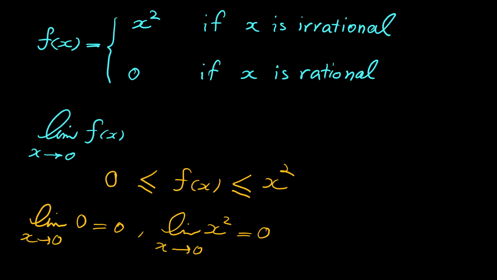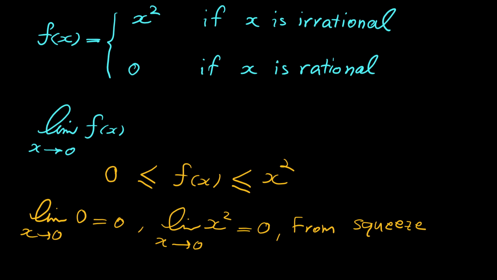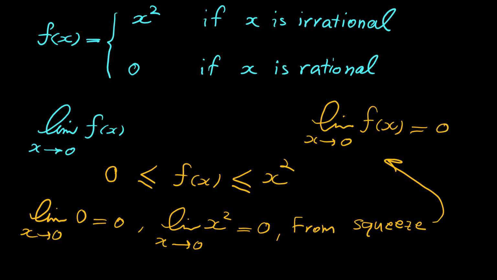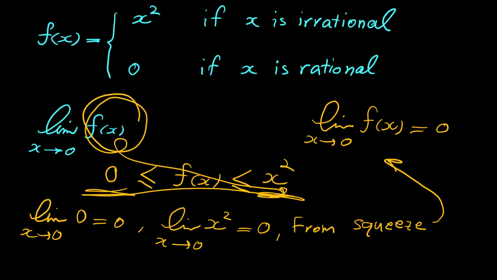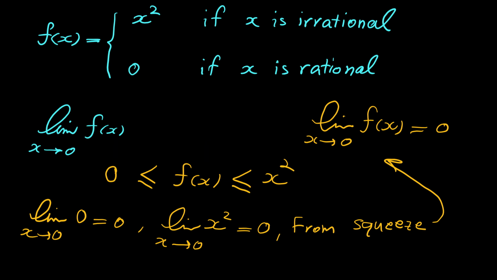Now, from the Squeeze Theorem, we can conclude that the limit of the function f of x when x approaches 0 equals 0. Because the limit of the left function is 0, the limit of the right function is also 0, so the limit of the middle function f of x is also 0. So the limit of f of x when x approaches 0 is 0.